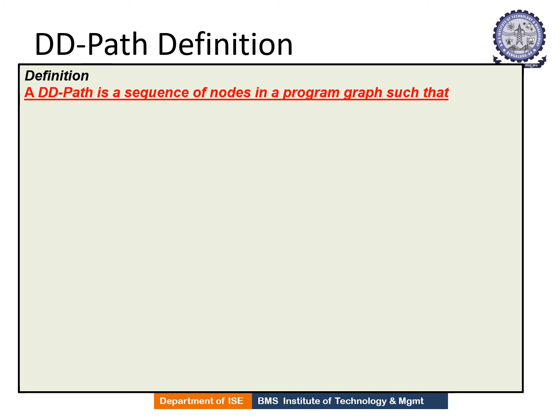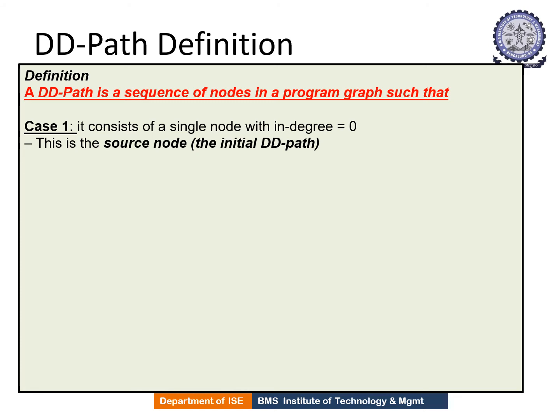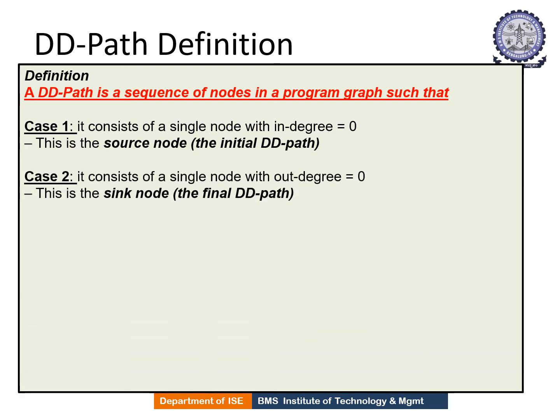Let's try to understand the definition of a DD path. A DD path can be defined as a sequence of nodes in a program graph such that these 5 cases hold. Case 1: it consists of a single node with in degree equal to 0. This is the source node, where nothing comes into the node. Case 2: it consists of a single node with out degree equal to 0, which is the final DD path, the sink node, where nothing goes out from the last node.